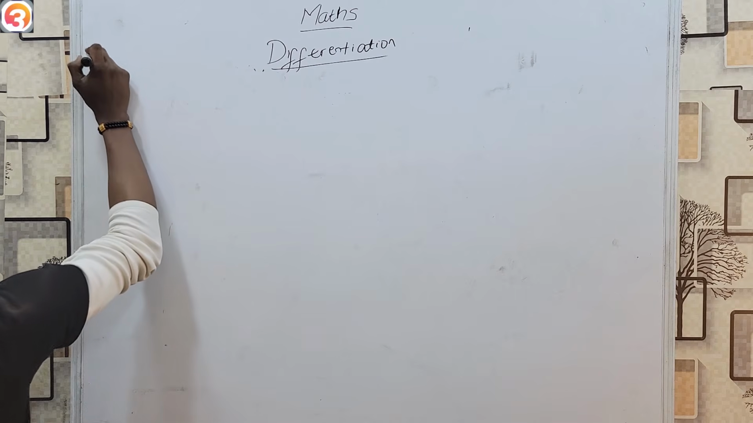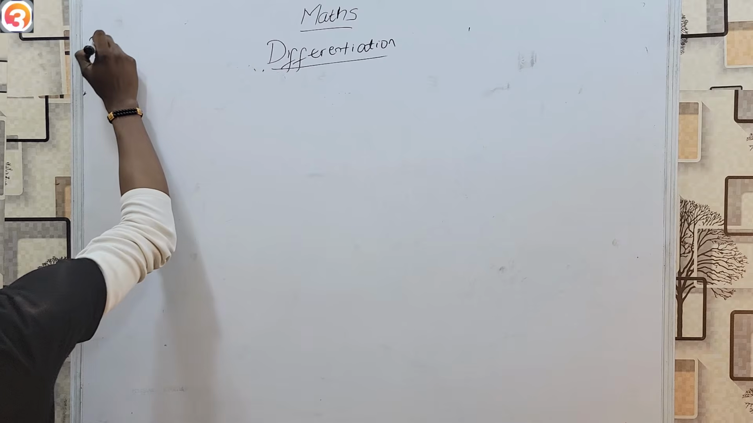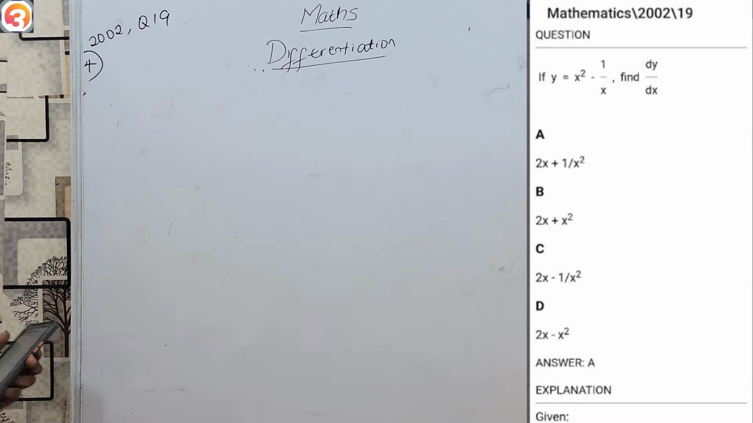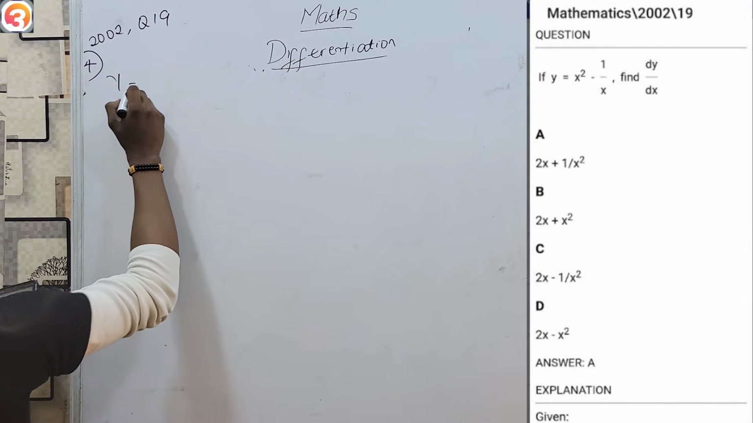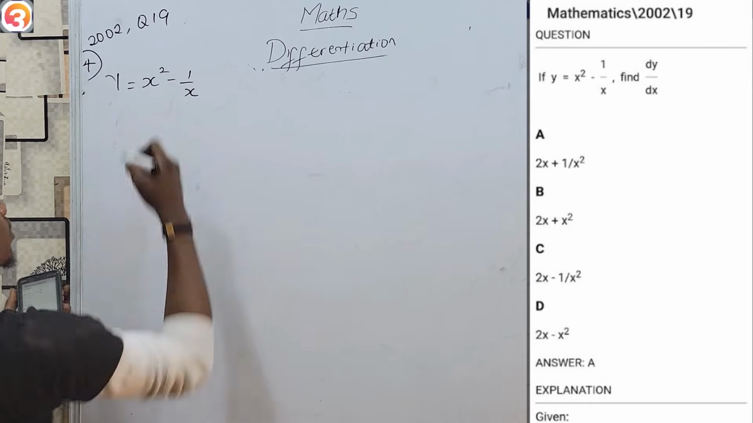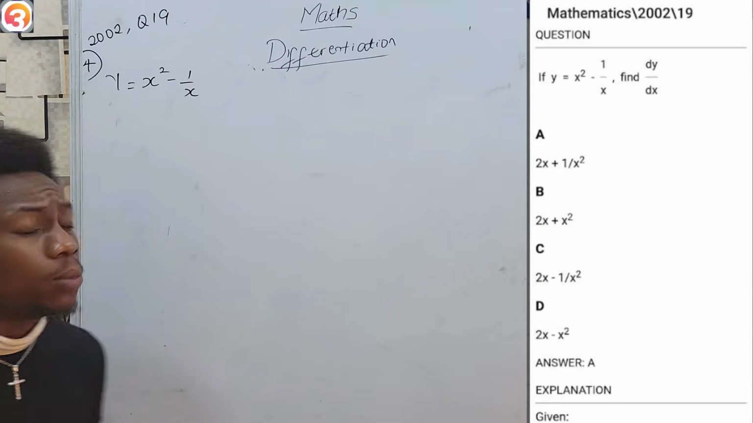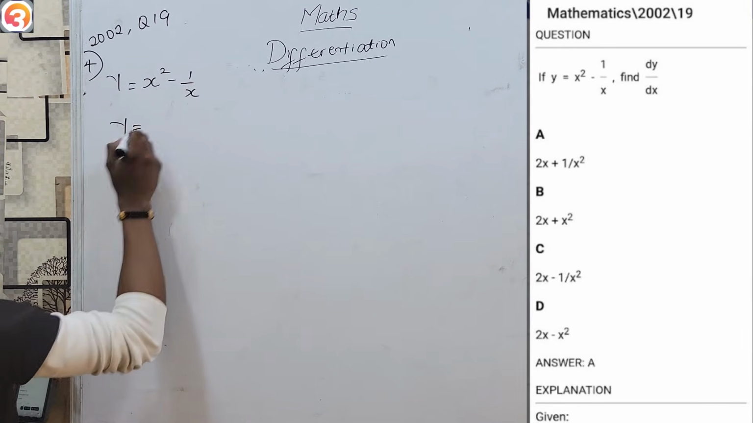Our fourth question comes from the year 2002. And this is question number 19. This one is very, very easy. It simply tells us if y equals x squared minus 1 over x, find dy dx. Now the only problem with this is that the x is at the denominator, but that doesn't mean it has to stay there.